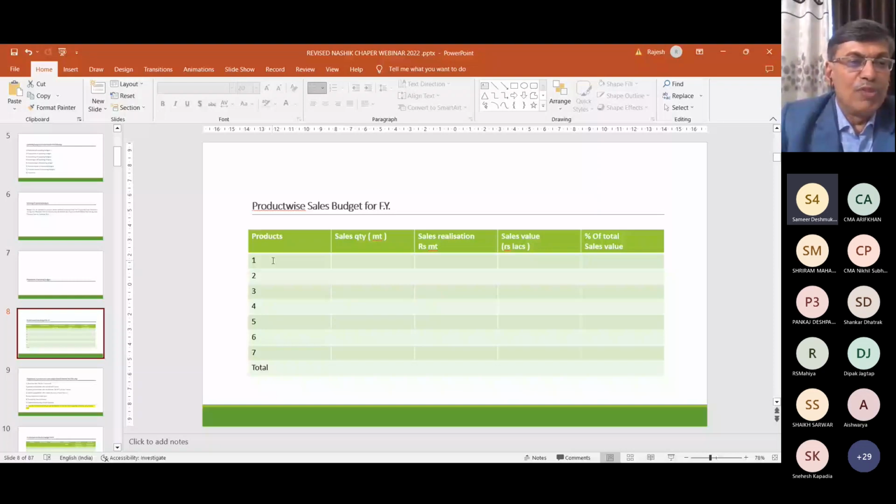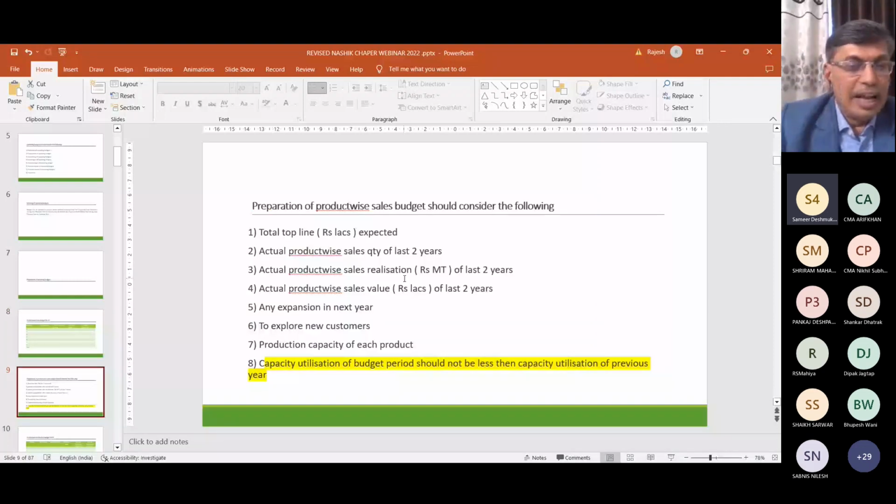Now, what factors need to be considered for arriving at either sales quantity or sales rate, with sales value being a resultant factor? First is what top line is expected. Then naturally, what is the product-wise sales quantity and sales realization of the last 2 years, which provides broad guidance to the management on the likely scenario for the next year.